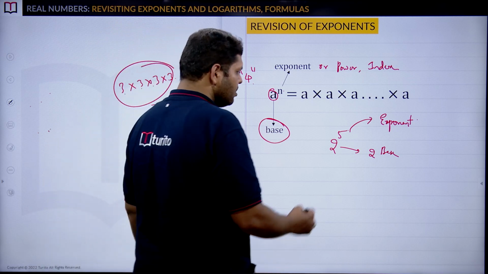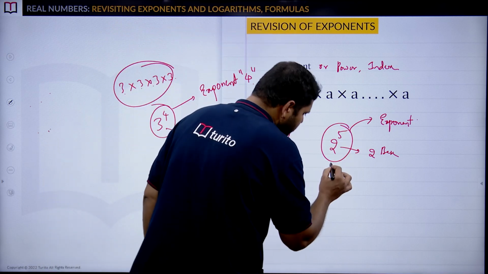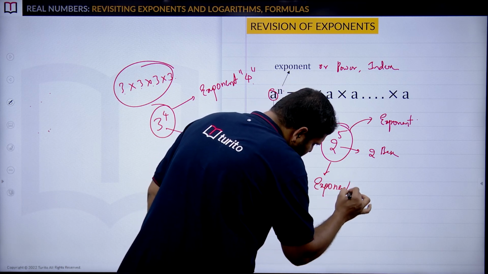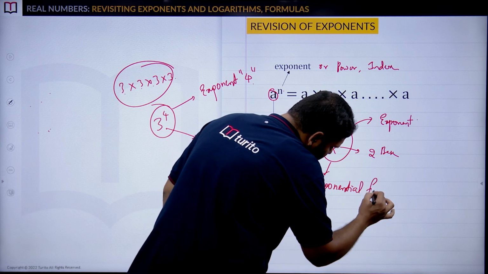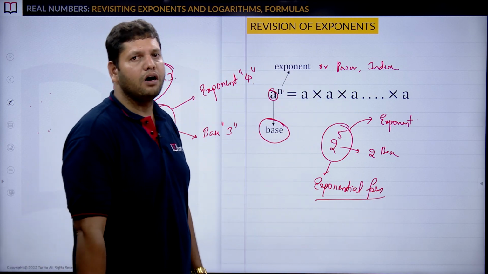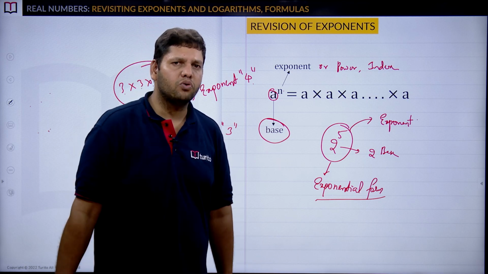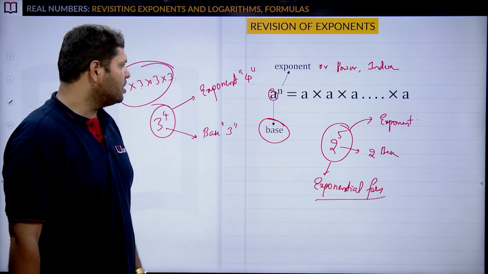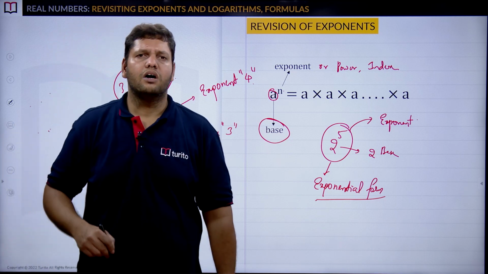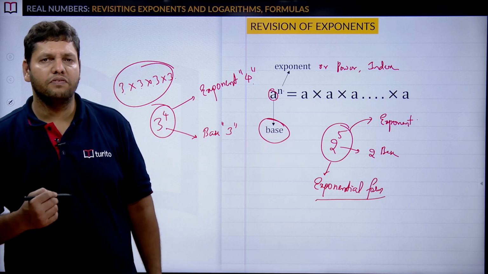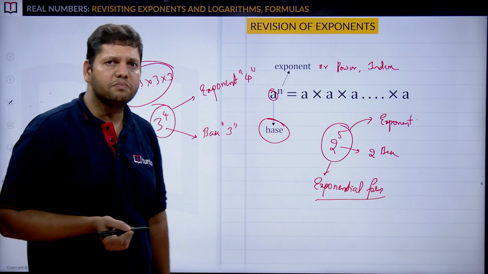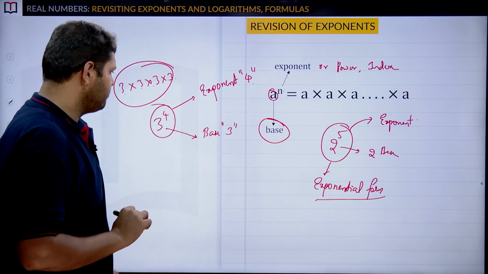This form, otherwise this notation, is generally called exponential form, or we can say exponential notation also. Children, any doubts regarding this basic information, like what is the exponent, what is the base, what is the expanded form and what is the exponential form? It is very simple, children, you can easily understand.